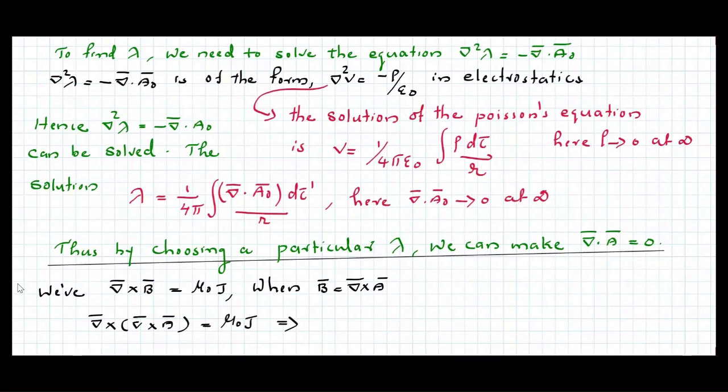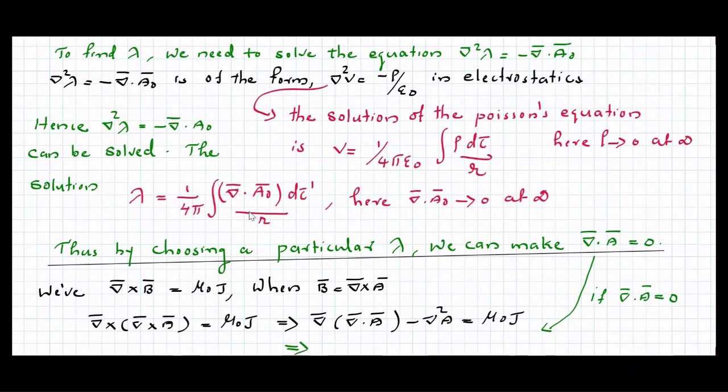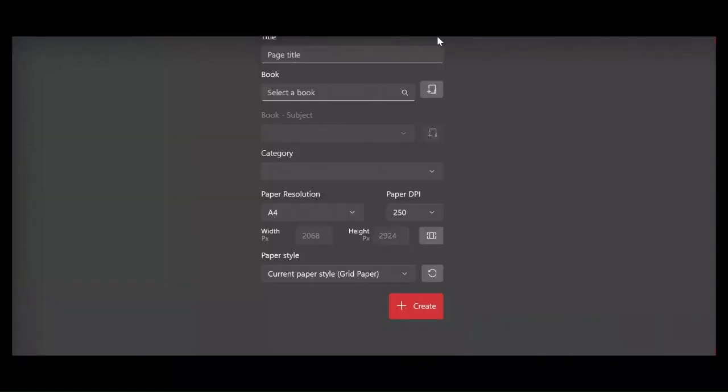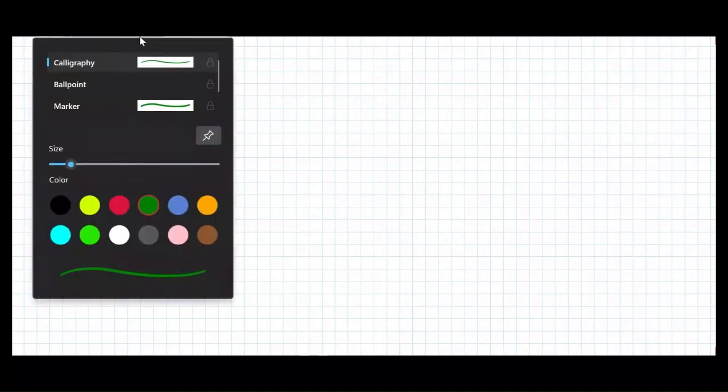Now let us recollect our equations. Del cross B is equal to mu 0 j, that is Ampere's law. When B is equal to del cross A, we have del cross del cross A equal to mu 0 j. Now del cross del cross A can be written as del of del dot A minus del square A, that is equal to mu 0 j. Now we have selected a value of lambda, 1 by 4 pi integral del dot A0 d tau by r, for which del dot A is equal to 0. Hence our equation reduces to del square A is equal to minus mu 0 j.